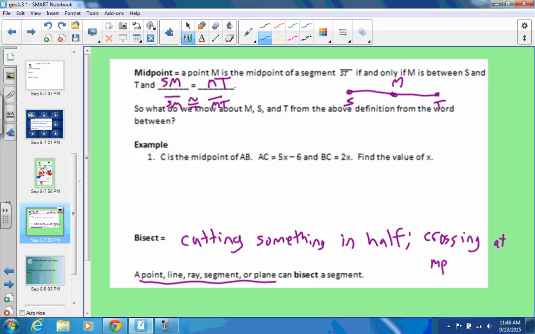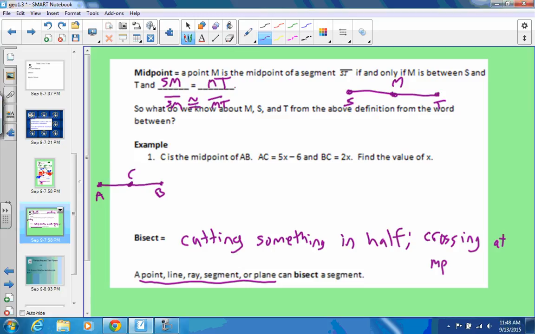So here's example 1. S is the midpoint of AB. AC is equal to 5x minus 6, and BC is equal to 2x. Find the value of x. So just a little picture. Pictures help. You're going to find that you need to draw pictures a lot in math, or in geometry especially. So AB, and this is the midpoint.